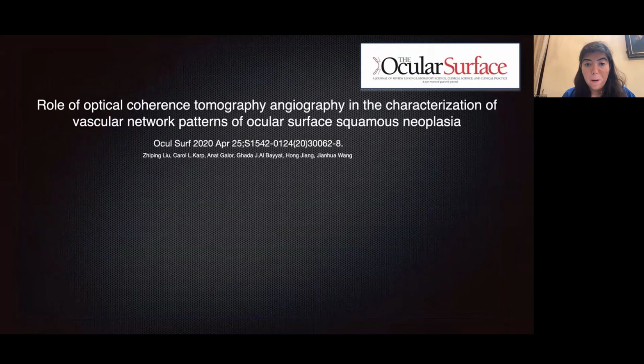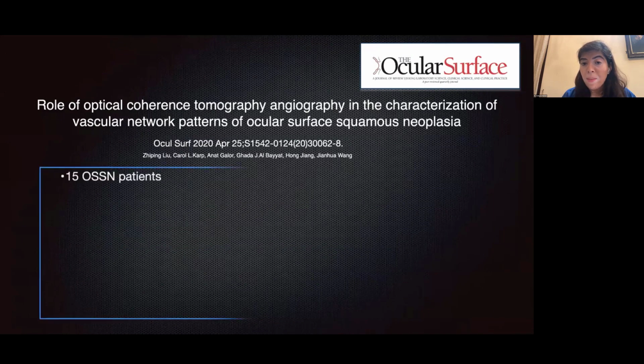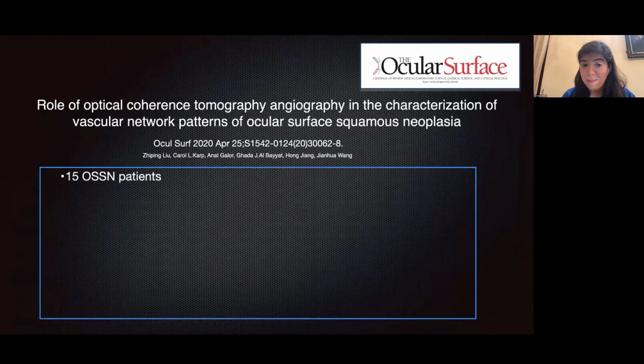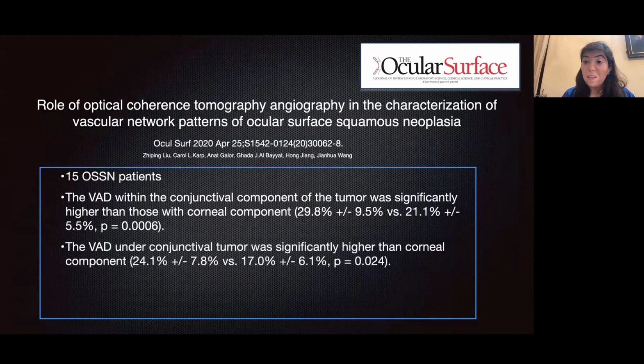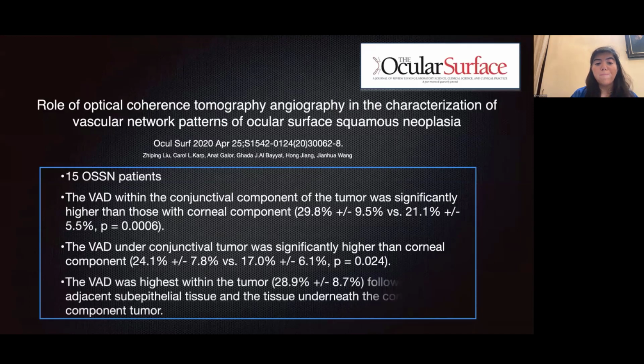There's a beautiful paper out of Ocular Surface in 2020 on this topic, identifying 15 OSSN patients. There, the vessel area density within the conjunctival component was significantly higher than the corneal component. The vessel area density under the conjunctival tumor was significantly higher than the corneal component. And the vessel area density was highest within the tumor, followed by the adjacent subepithelial tissue.